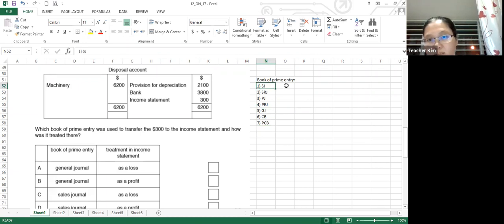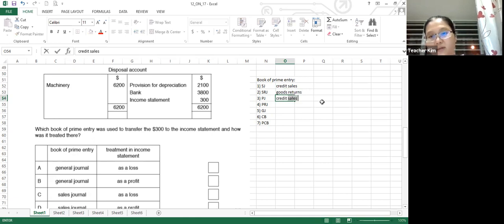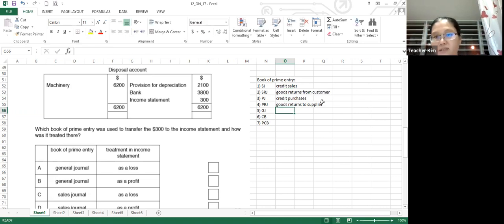Okay. The sales journal is to record the credit sales. Sales return is to record the goods returned from customers. Purchases is to record the credit purchases. And the purchases return is for goods returned to the supplier. The general journal is for everything that is not in 1, 2, 3, 4, 6, and 7.